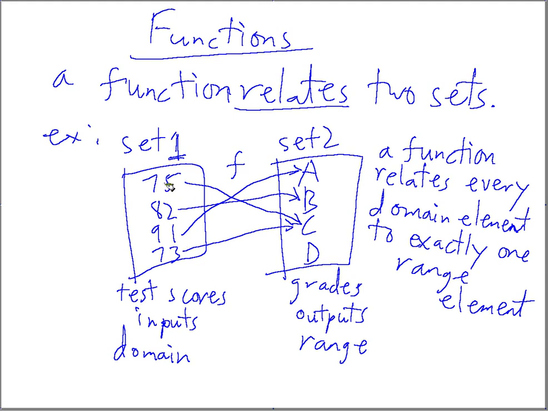Again, it's okay for two different test scores to have the same grade, but it's not okay for one test score to have two different grades. Again, it makes no sense to say 75 is a C and 75 is also a B. So again, it's not okay for a domain element to be mapped to two different ranges. But it's okay for two different domains to go to the same range. That's okay for a function. Again, a function relates every domain element to exactly one range element. That's really the key concept, exactly one range element.